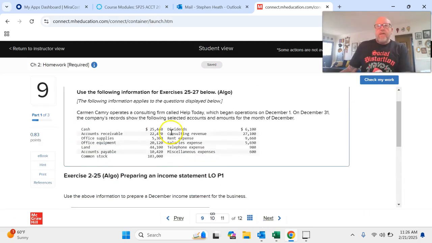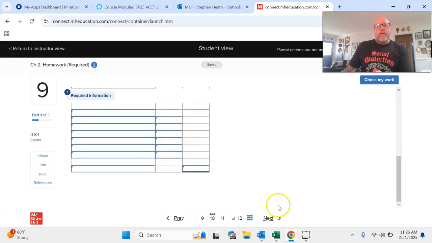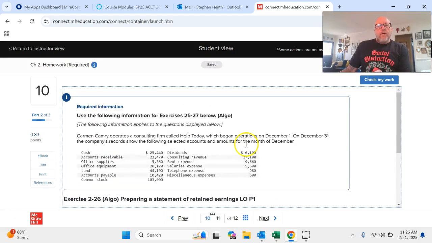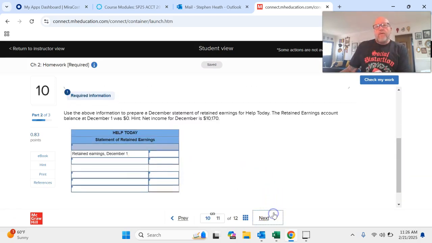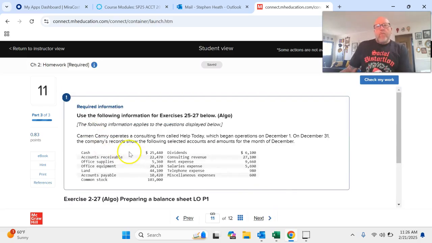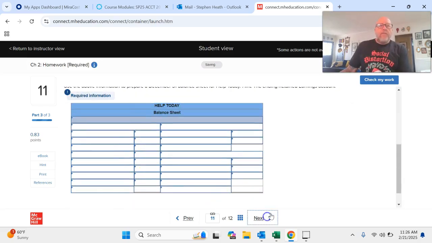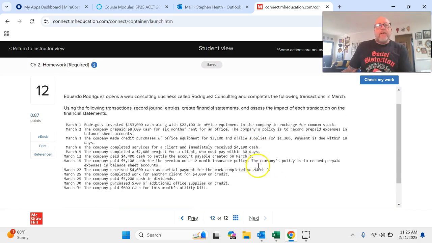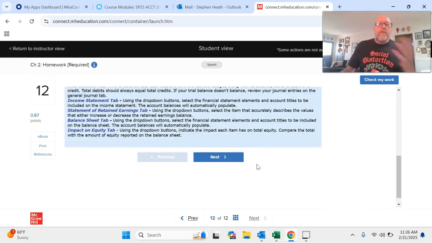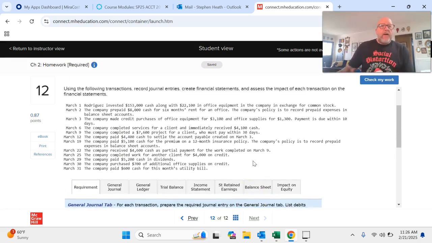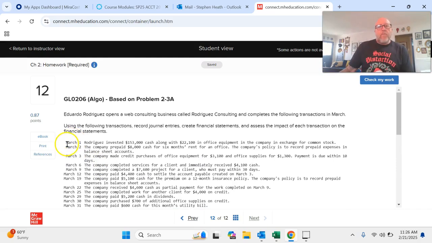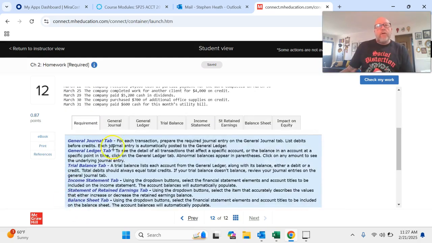This one, same type of issue. More data, create the income statement. This one, more data, create the statement of retained earnings. Very similar. More data, create the balance sheet. And then finally, this last question is tying everything together. This really is a great question, right? So we have a bunch of transactions from March through March 31st.